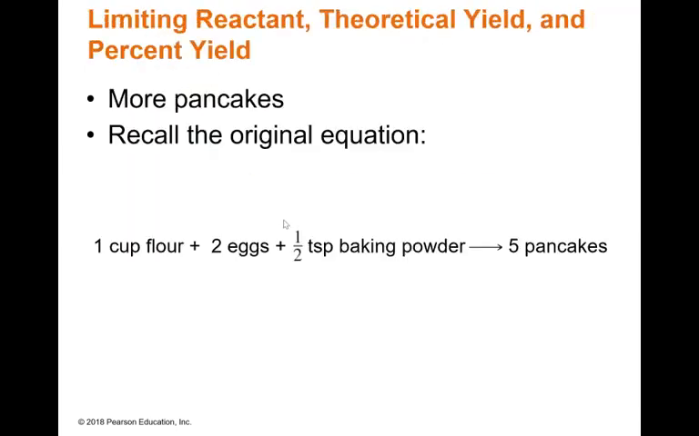Let's revisit our pancake analogy to understand limiting reactants and yield. The recipe calls for 1 cup flour plus 2 eggs plus 1 tsp baking powder to produce 5 pancakes. If you have more than enough of 2 ingredients, the third limits how much you can make. Just like in a chemical reaction, one reactant limits how much product can form. That's your limiting reactant, and it determines the theoretical yield.